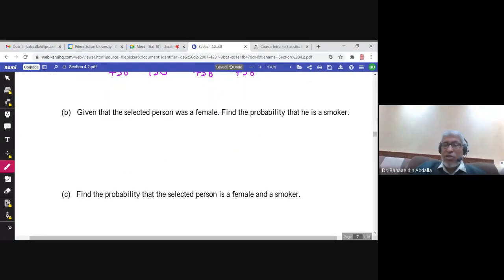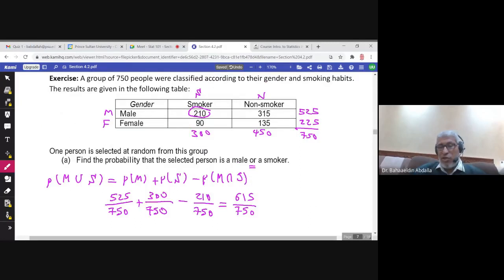Of course, you can find this probability using another way if you want. If you want to find this probability from the table without using the formula, he needs M or S. So you add these numbers plus this one. So 315 plus 210 plus 90 will give you 615 over 750, because you took all the smokers with the males, so it will give you the same answer.